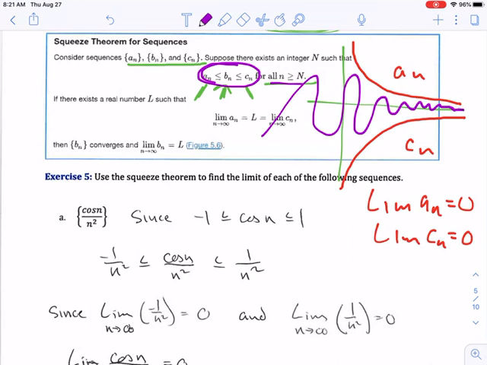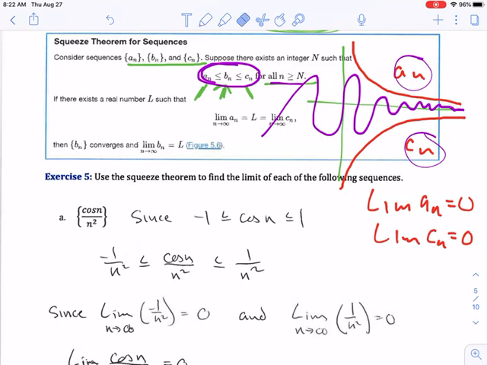So as a sub n and c sub n are getting closer and closer and closer to 0, then b sub n has to get closer and closer to 0. It's being squeezed in between these two. And since the limit of a sub n is 0 and the limit of c sub n is 0, the limit of b sub n must also be equal to 0. Okay? Because it's always in between those two functions.